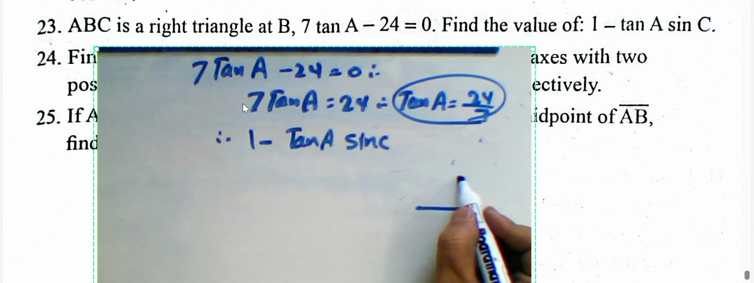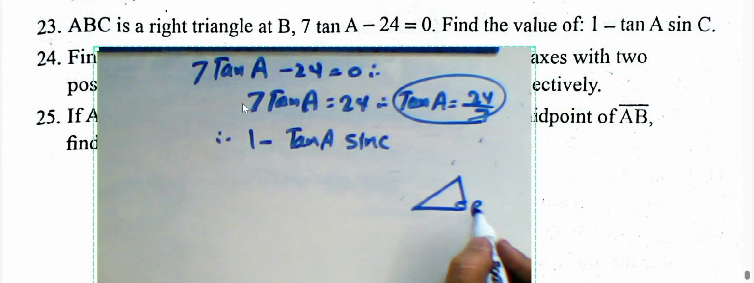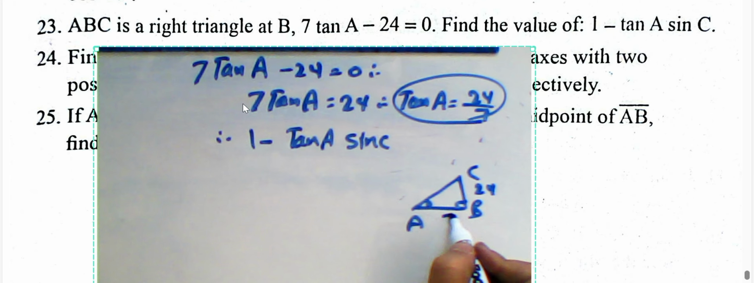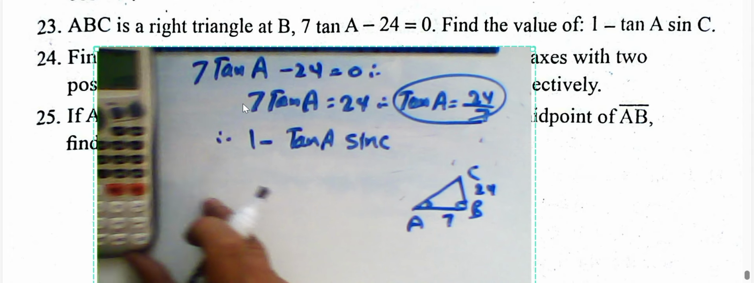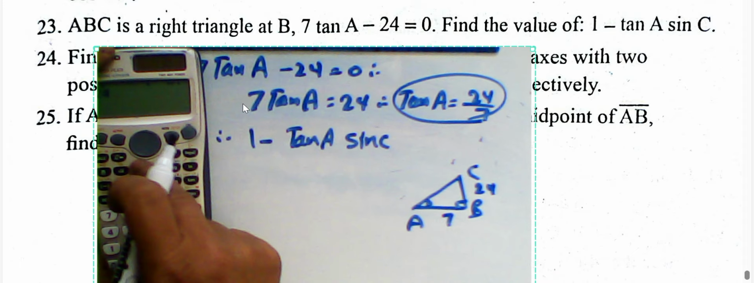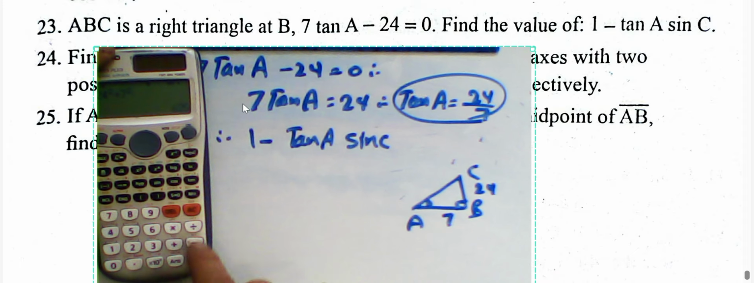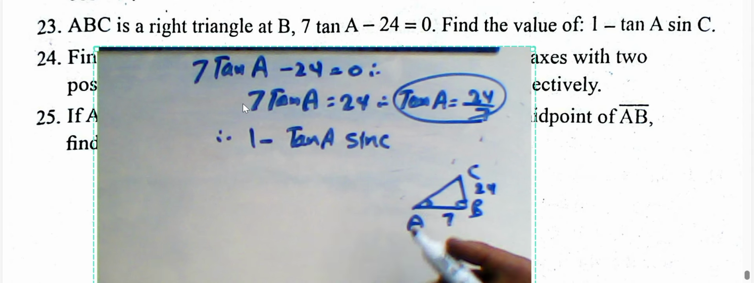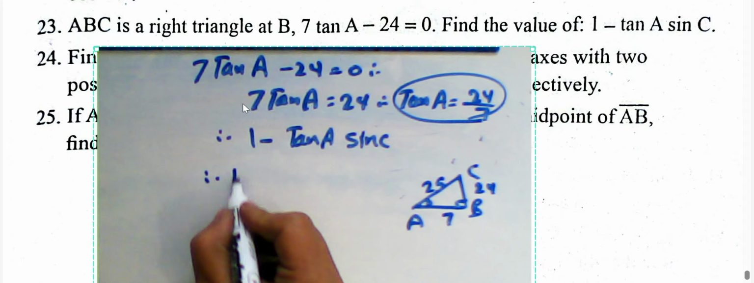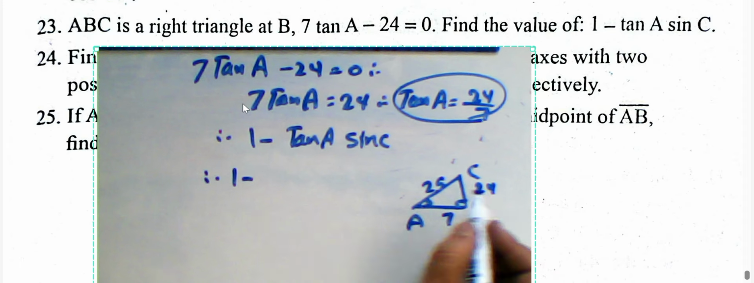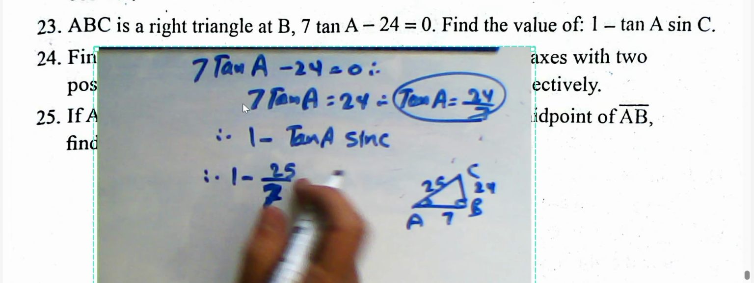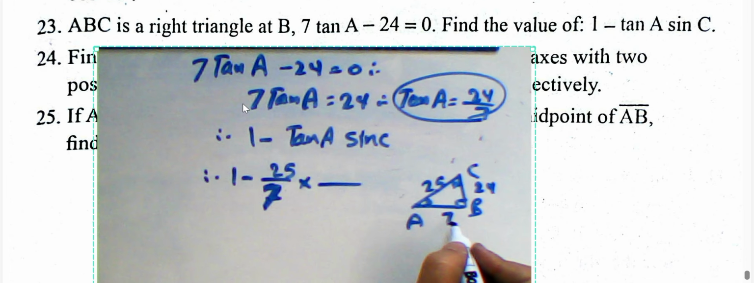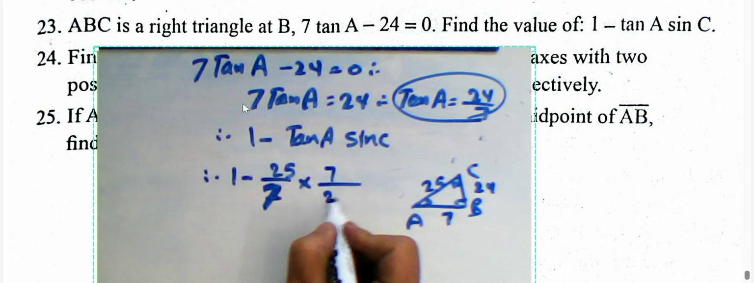You can draw a right-angled triangle at B, ABC. Since tan A equals 24 over 7, you can find the hypotenuse from the Pythagorean theorem. Write 24 squared plus 7 squared, then find the square root of the answer, which will be 25. The hypotenuse is 25. The answer will be 1 minus tan A, which is 24 over 7, times sine C, which is opposite over hypotenuse, 7 over 25.